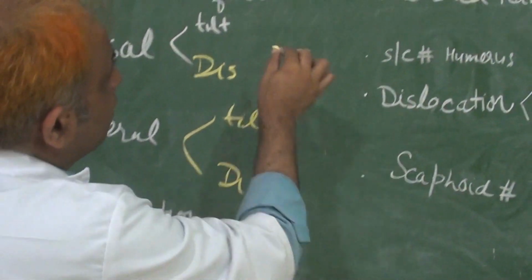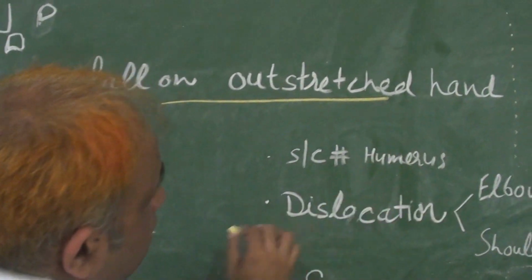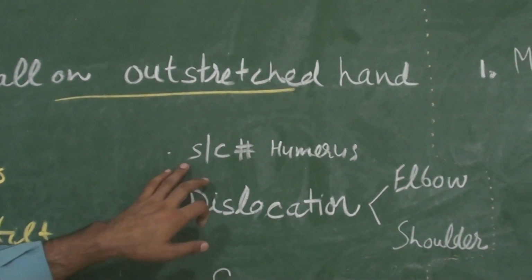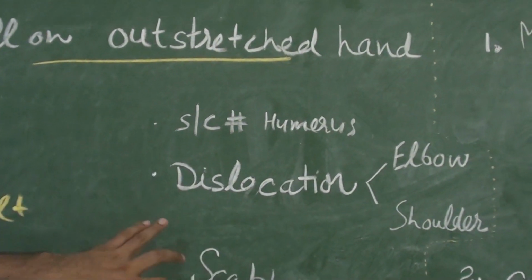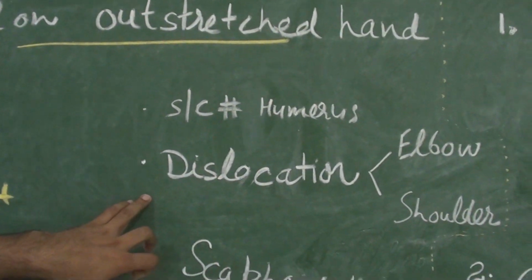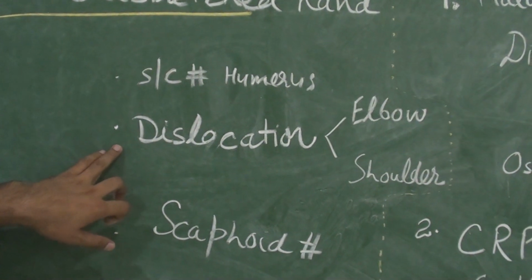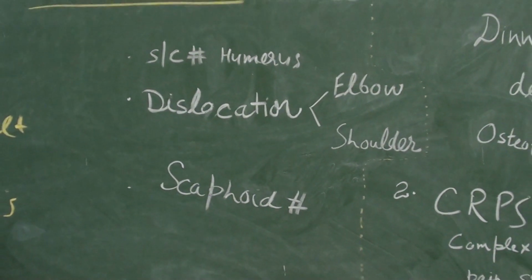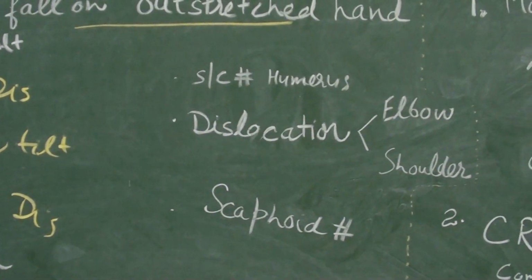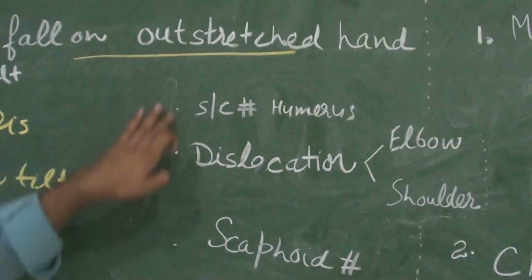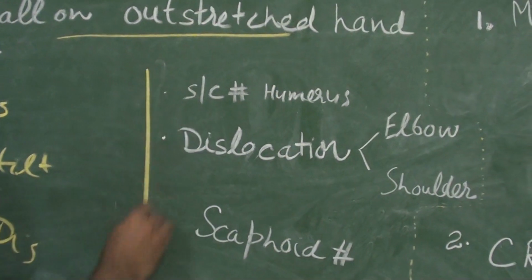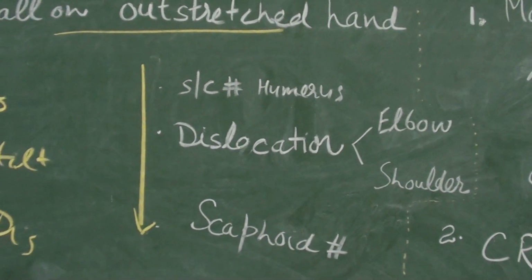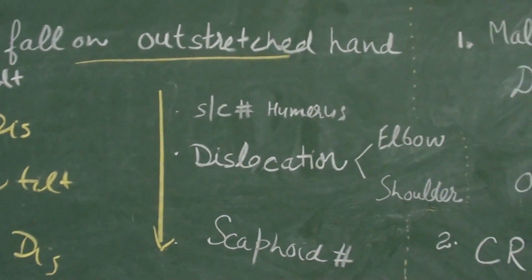Just one more point, other fractures which can occur with fall on outstretched hand: fracture of humerus in children, dislocation of elbow and shoulder, this can occur in children and adults both, and scaphoid fracture. You can see these are the fall on outstretched hand. Along with Colles fracture, these injuries can occur in a patient who falls on outstretched hand.